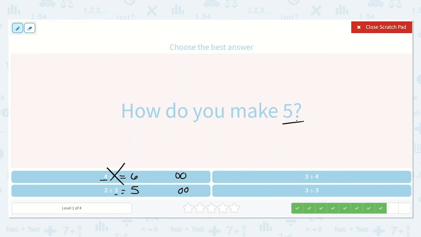Let's check the others too. 3 plus 4. 1, 2, 3. So we start with 4 and we say 4, 5, 6, 7. So it's equal to 7. 3 plus 3 is 1 less than 4 plus 3. So the answer will be 1 less. The answer is 6. So we made 5 by using 2 plus 3.